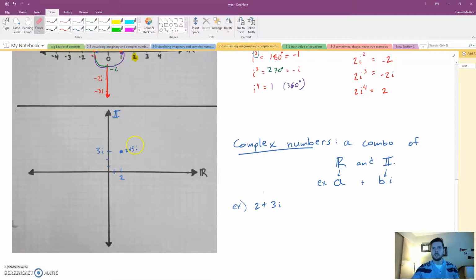Actually, let's say this is problem A. So here's point A. All right? Here's the ones I want you to try. For B, let's do -5 plus i. For C, let's do -3 minus 6i. And for D, let's do 7 minus 2i.